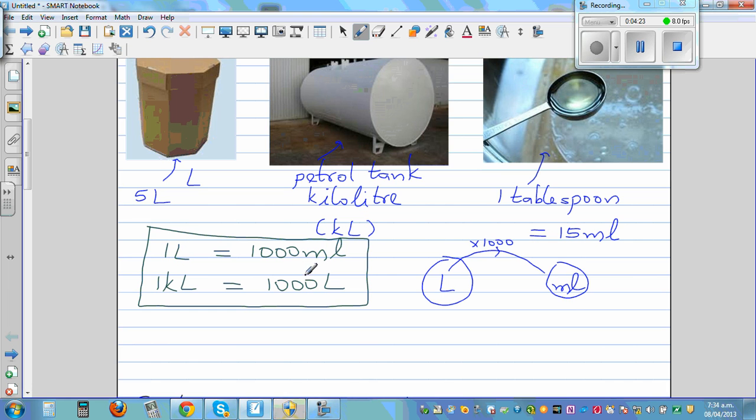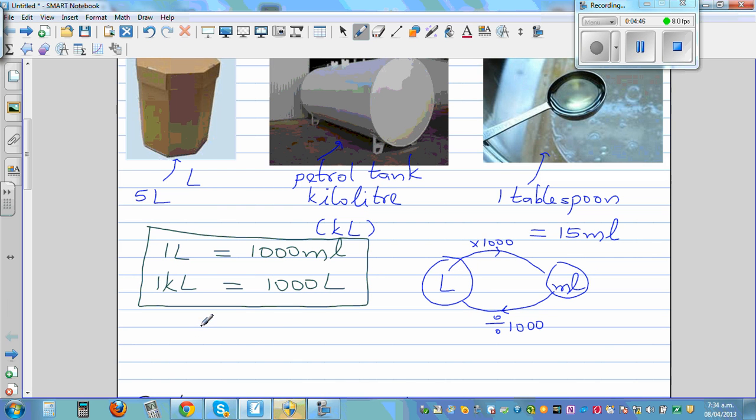And if you want to go backwards from 1,000 to 1, what would you do to 1,000 to get to 1? You have to divide by 1,000. This is how I remember: from liters to milliliters, the number is going to get bigger, so you have to times it by 1,000. And from milliliters to liters, the number is going to get smaller, so you have to divide by 1,000.